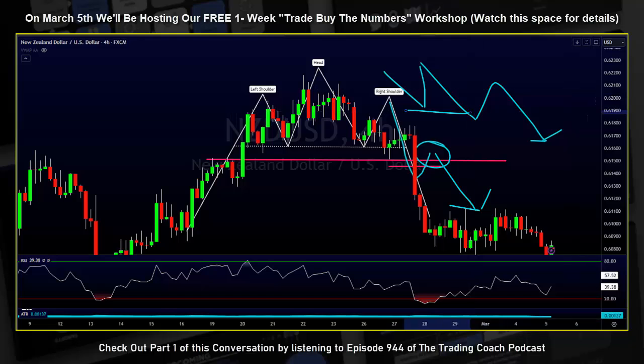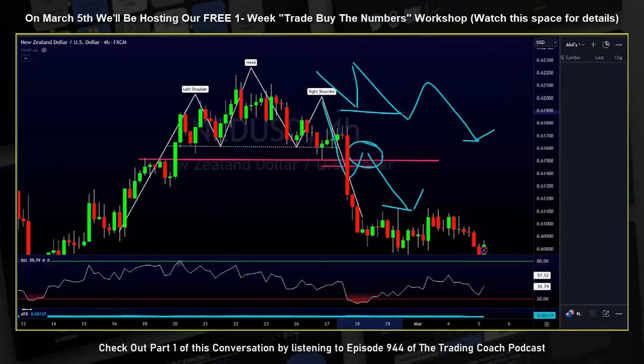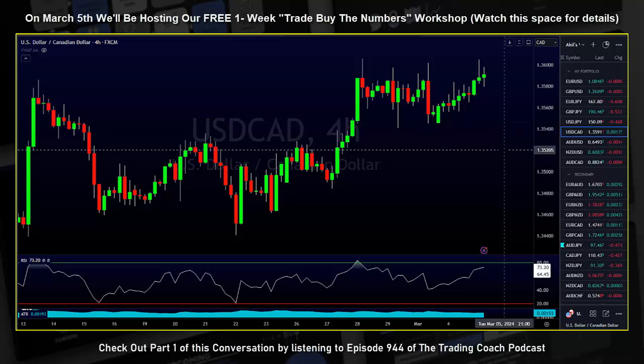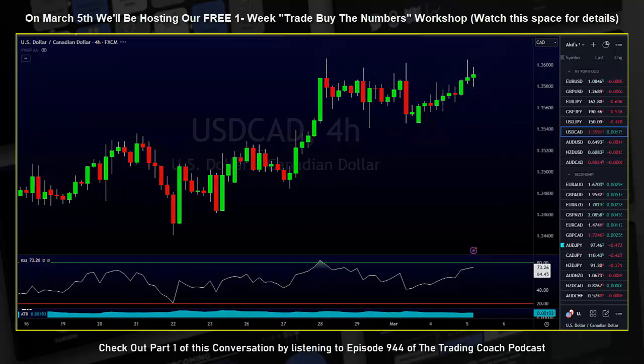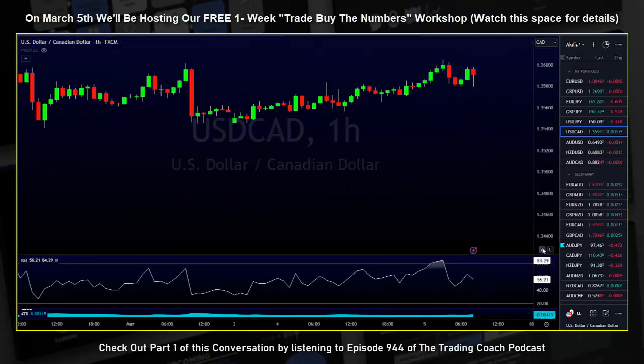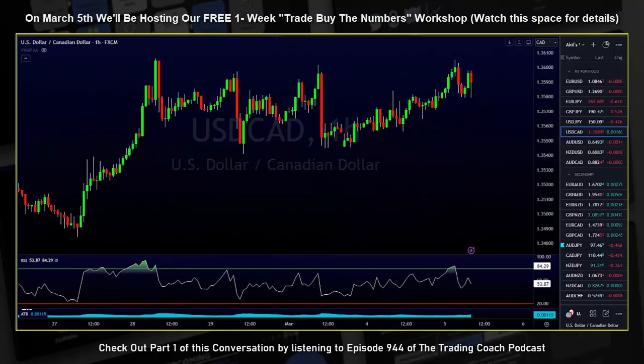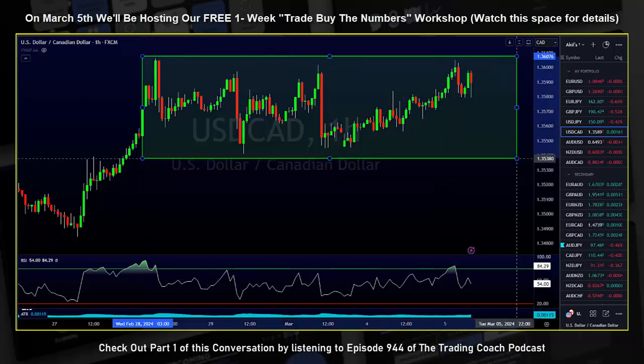We were talking about Canada earlier, the flag pattern. Again, I didn't like the location of the flag pattern, but let's look at the flag pattern on dollar Canada, and we talk about, hey, what if we want to trade a break? Well, let's go to our three different ways. Our first way is breakout.